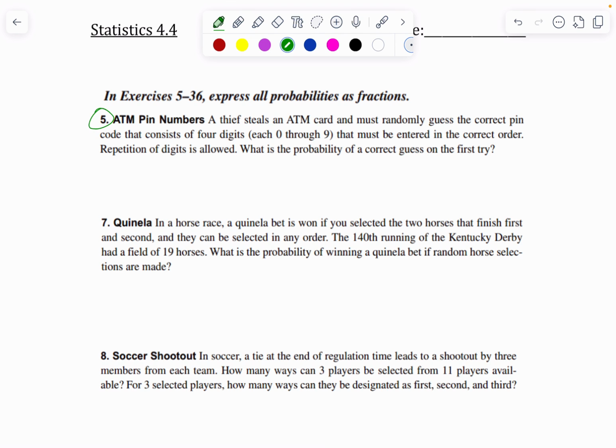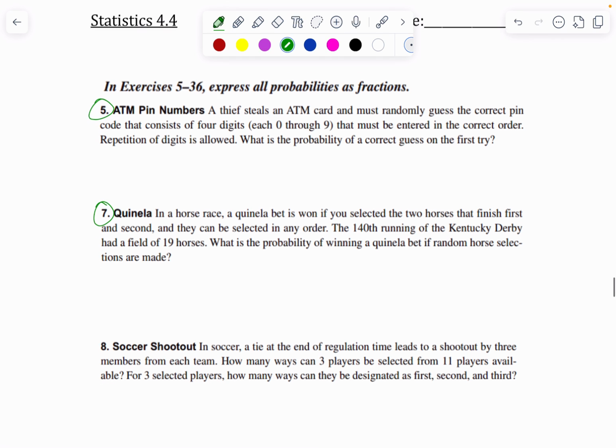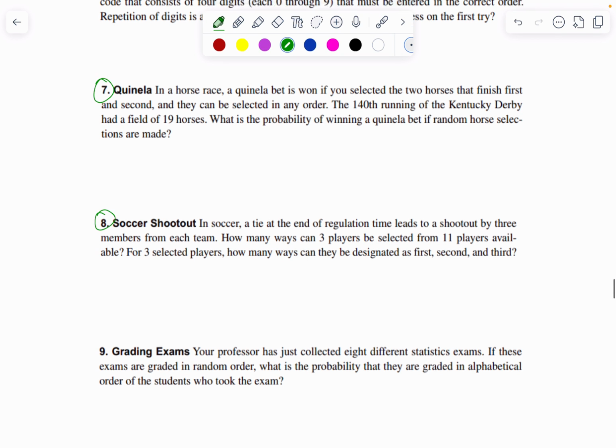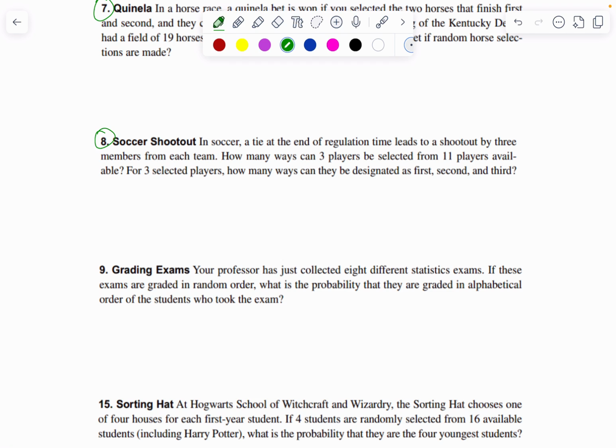Oh, but this one's in any order, so this one's a combination. Can you do the combination? You can do 7, sure. Think about it. Can you do 8? Maybe on the way home. You can maybe do 8.